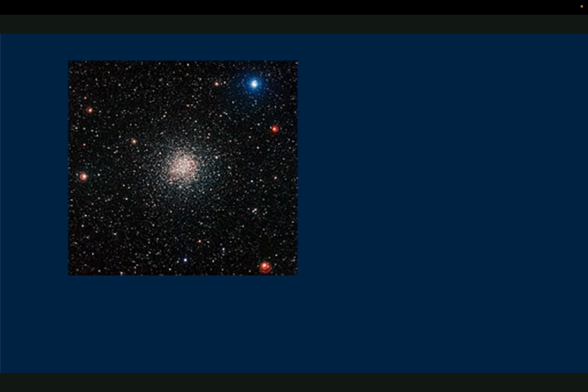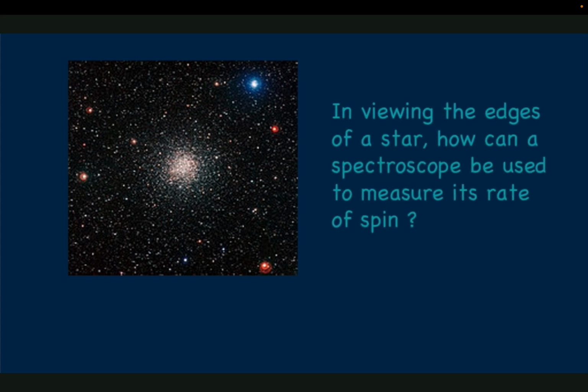Later we shall see how the spectra of elements enable us to determine atomic structure. For now, I want to leave you with a question. In viewing the edges of a star, how can a spectroscope be used to measure its rate of spin?